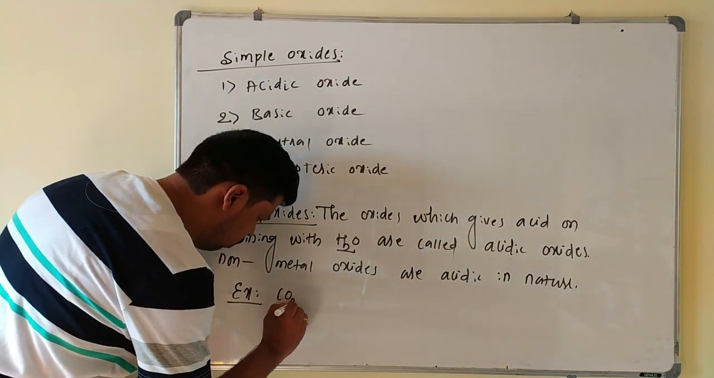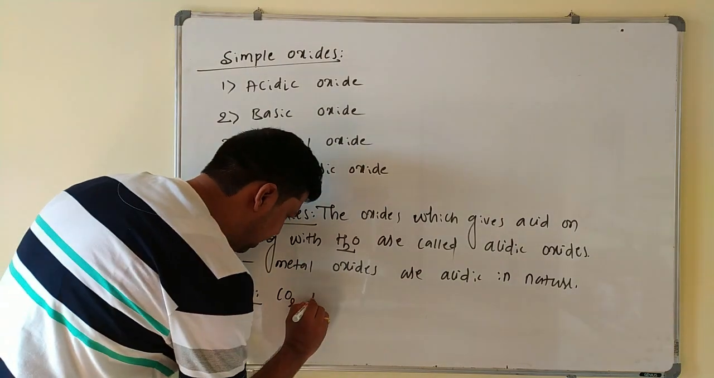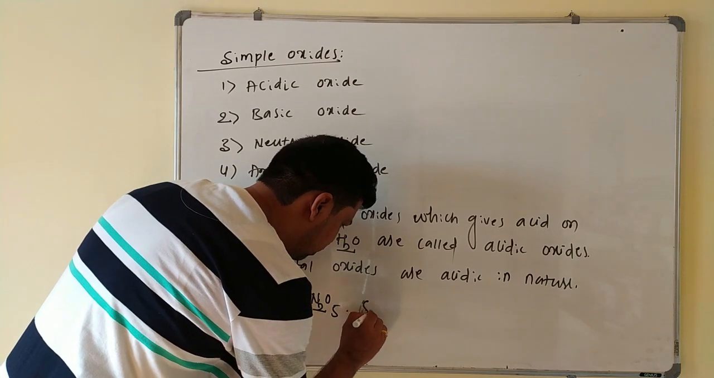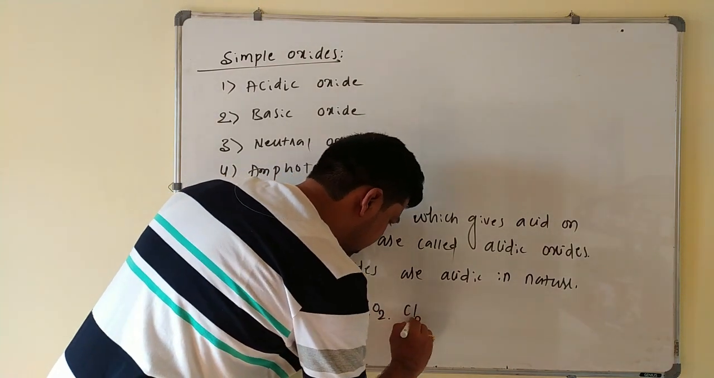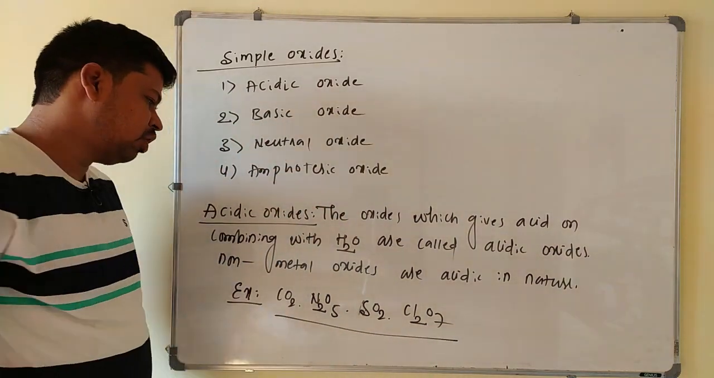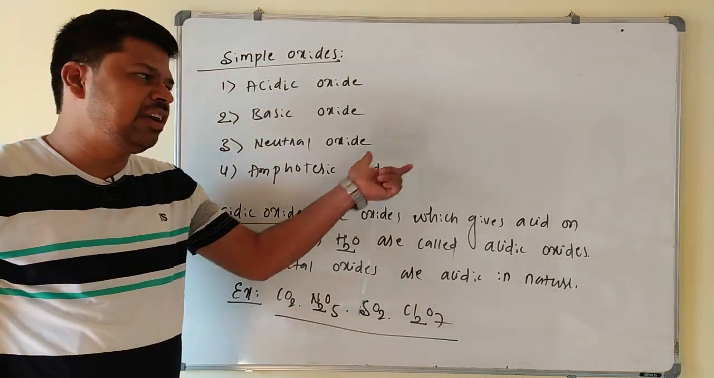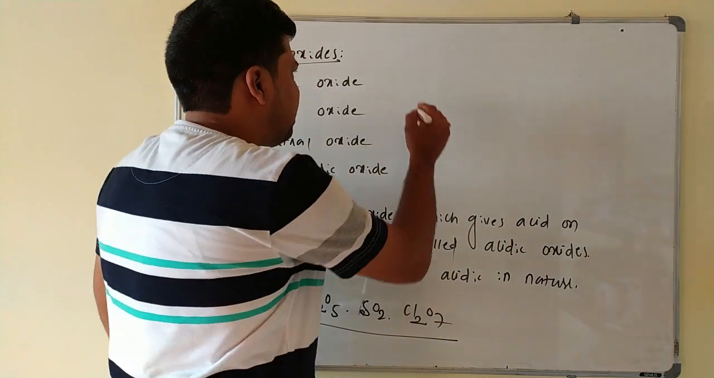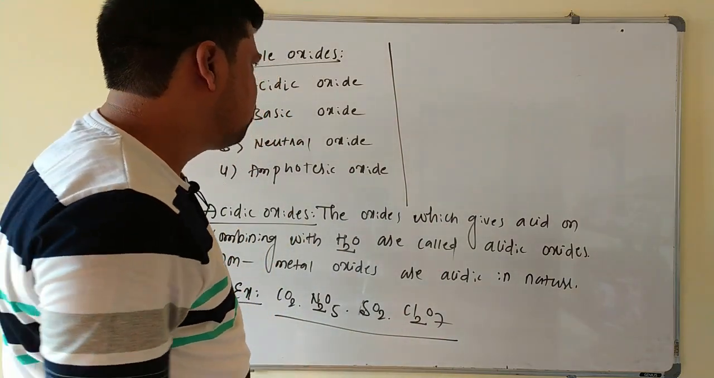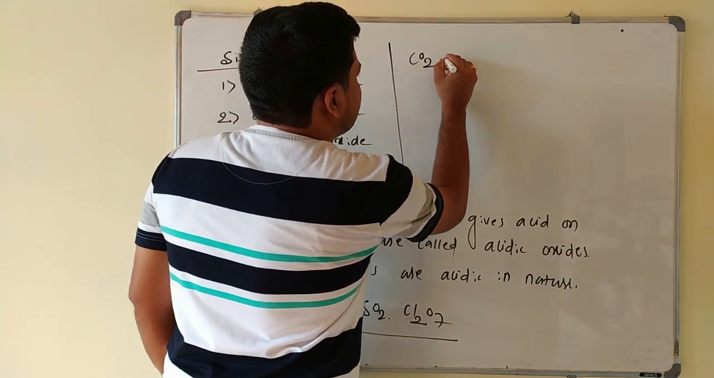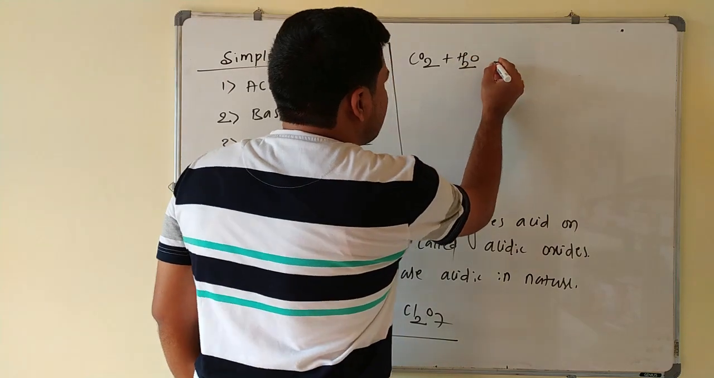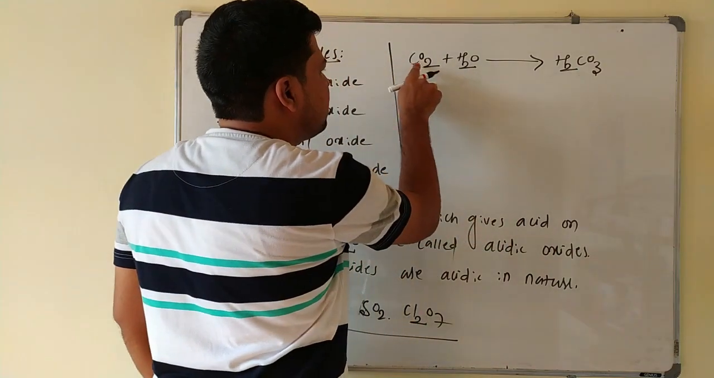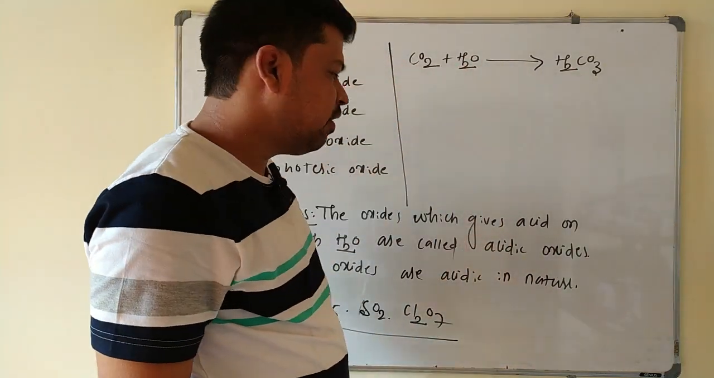CO2, this is a non-metal oxide. Next N2O5. Next SO2, and Cl2O7. All these non-metal oxides are acidic in nature because whenever they are dissolved in water, they will give an acidic solution. Okay, I will write the reaction of these non-metal oxides with water. For example, if I take CO2 and add it to water, it will give carbonic acid, that is H2CO3. Simply you can combine them and write it.